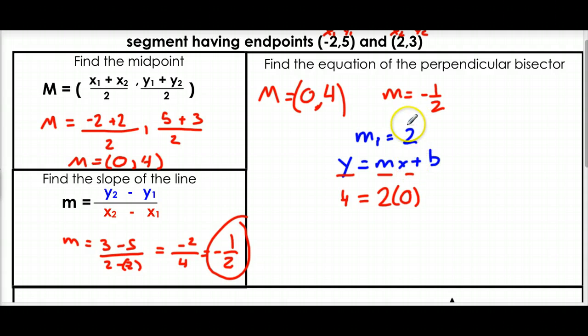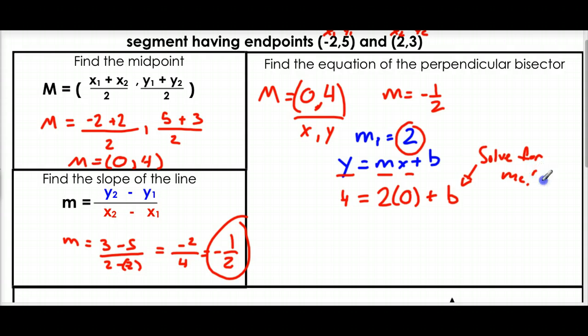Once again, I get the slope from this number, and I'm getting my x and y from these numbers. This is my x, this is my y. And plus b. B is what we are solving for. Solve for me. And a little smiley face. Okay, we get 4 equals 2 times 0, which is 0, plus b. Well, 0 plus b, there's nothing left to do because 0 plus b is just b. So, and that is done.